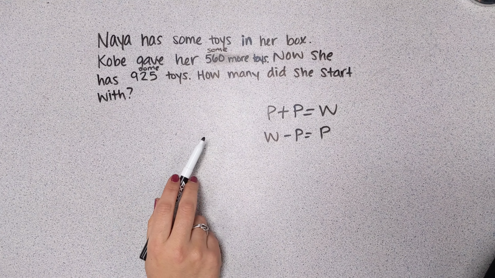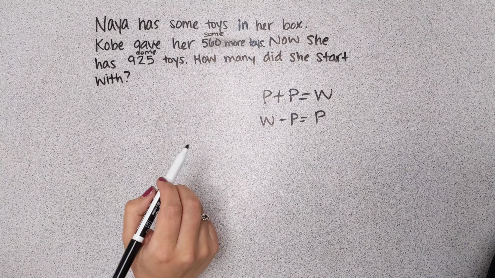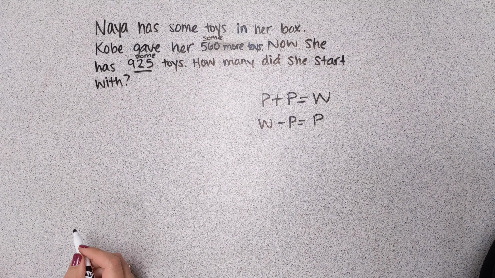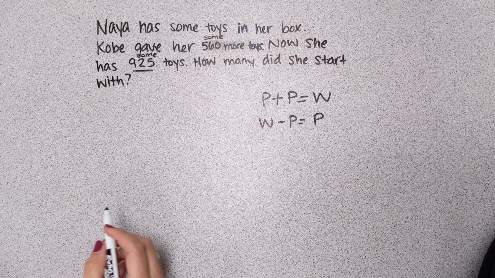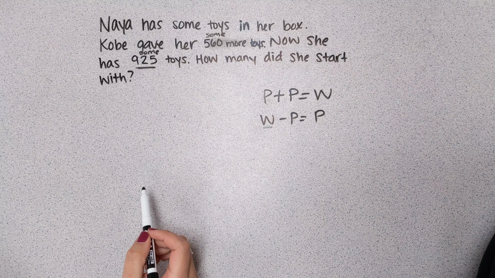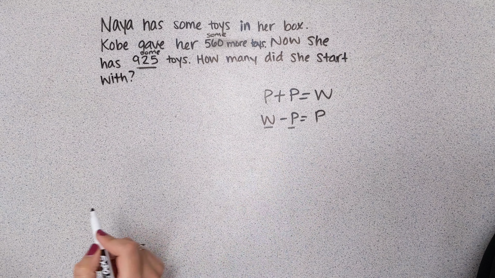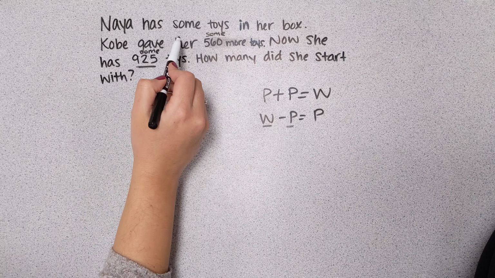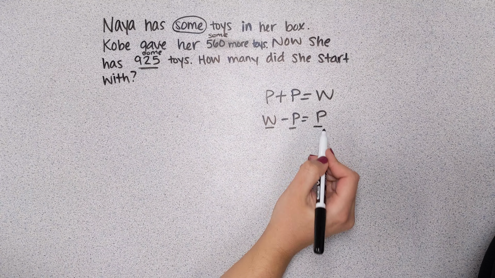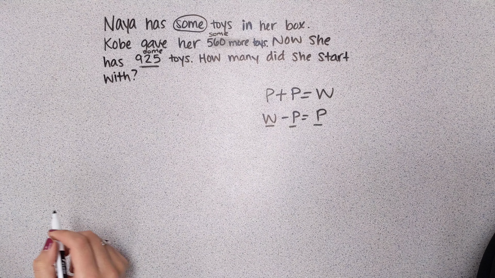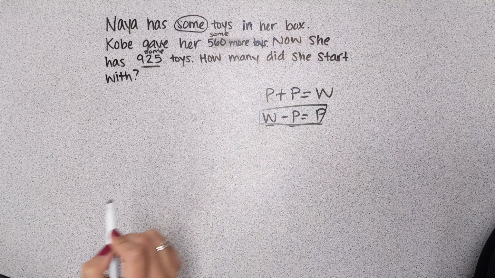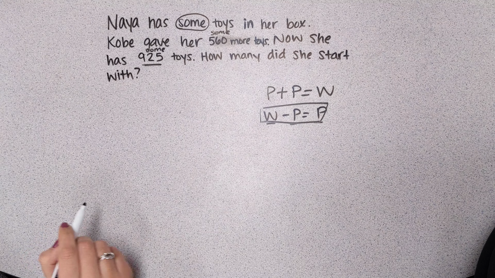As I read this word problem, I can see that 925 is the total number of toys that Naya has. So that must be my whole. And 560 must be a part of what she has. The sum that we're looking for up here must be my missing part. So now I know I have a whole minus part equals part type of question.